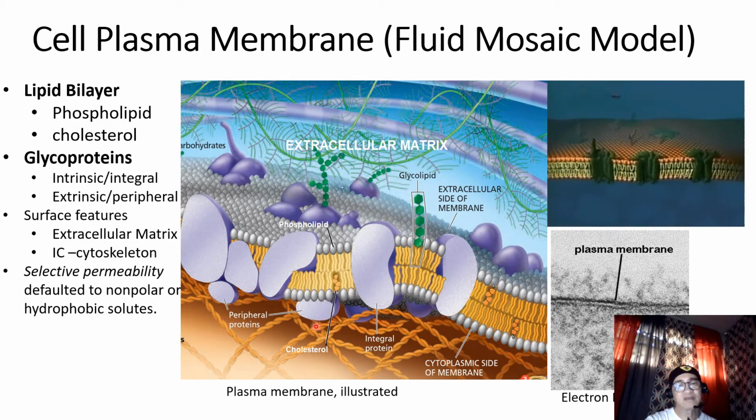The dynamic disassembly and reassembly, however, of these cytoskeletal elements can allow the transmembrane proteins to move around at the plasma membrane in their plane of existence.